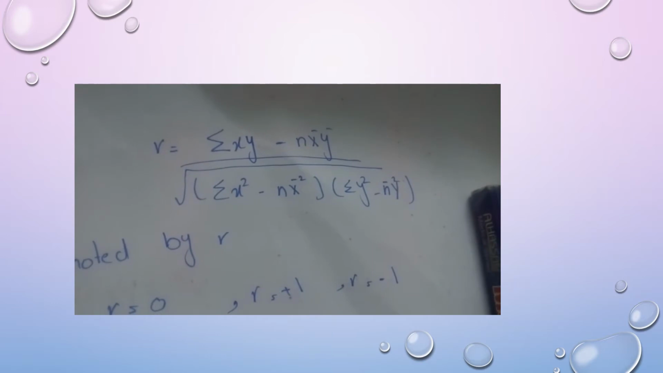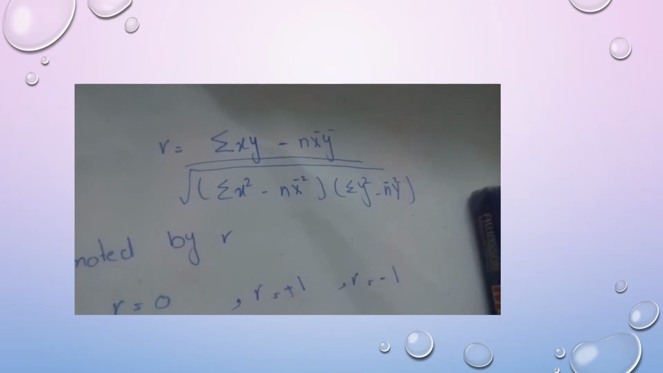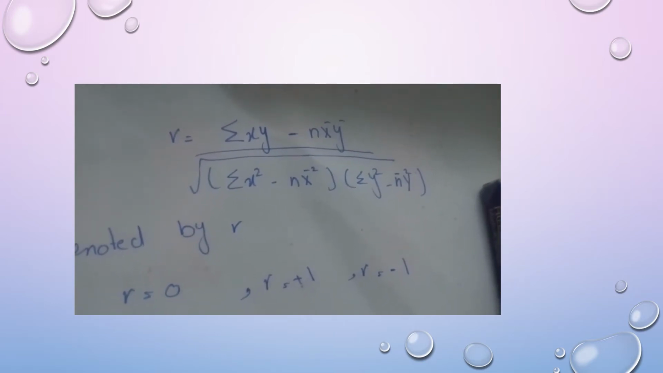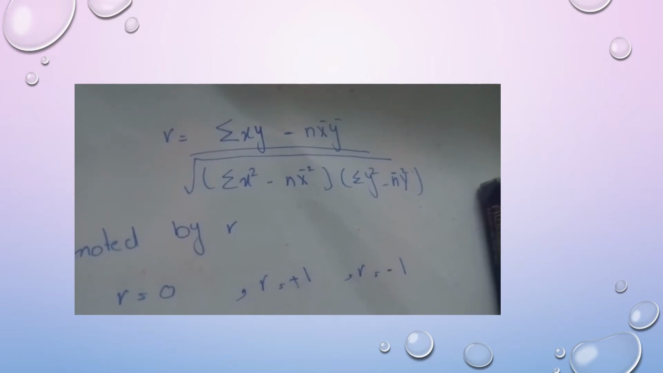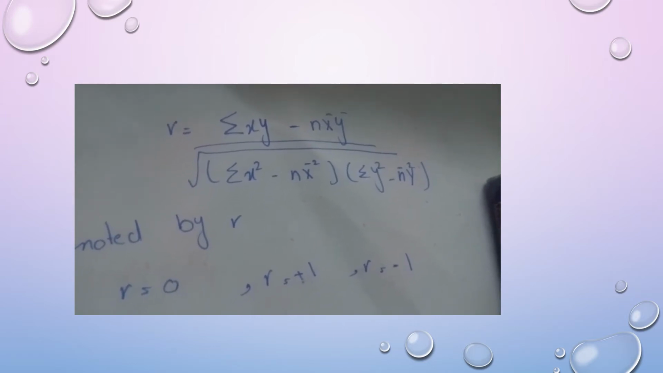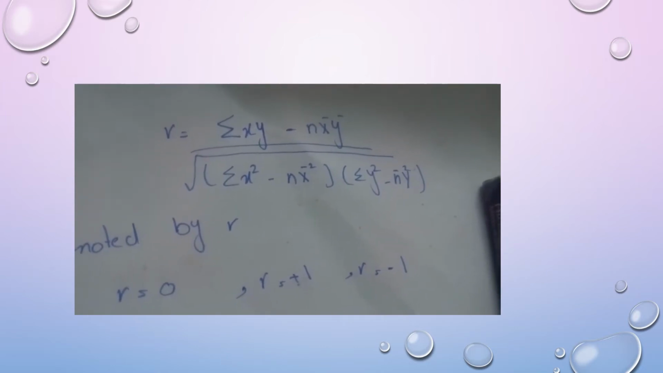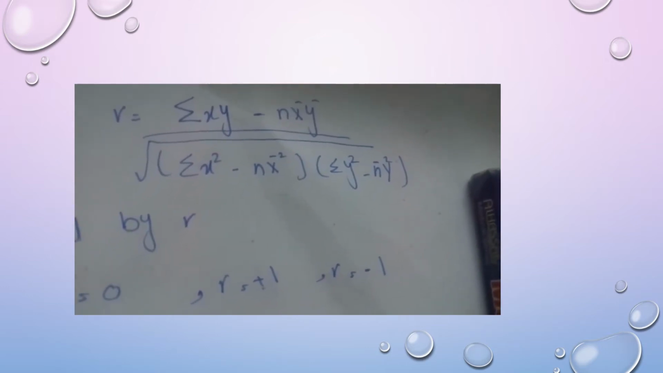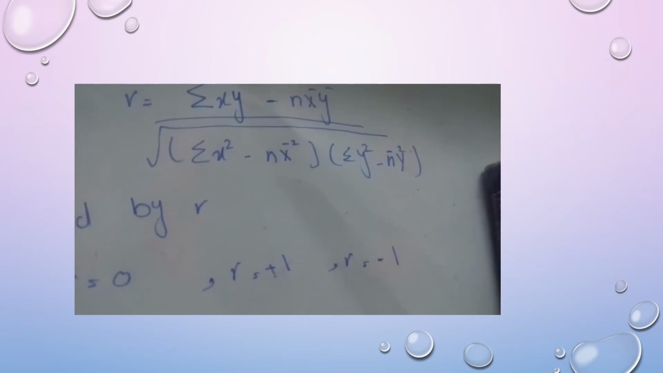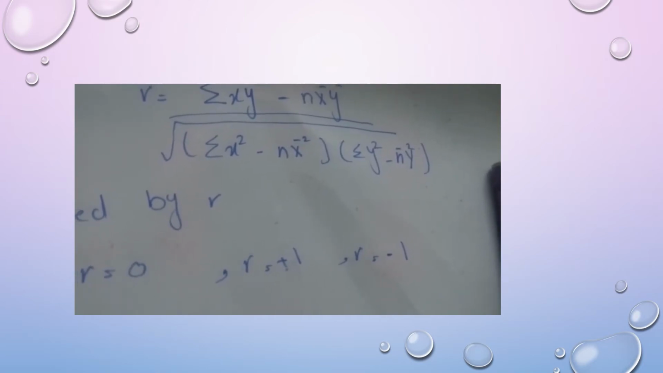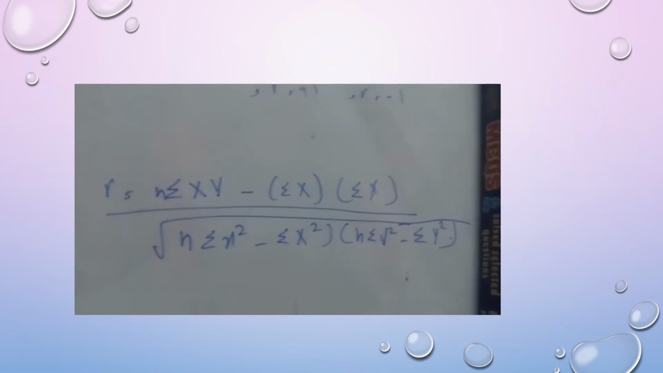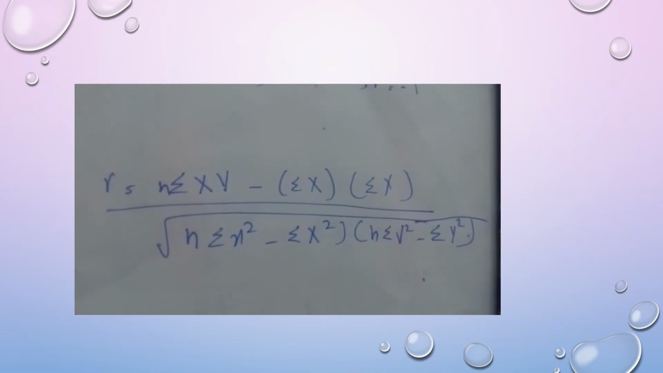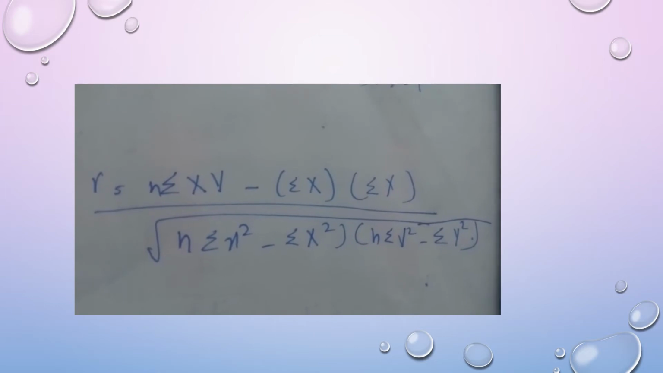In this formula, summation xy minus n, where n is the total number, times x mean, y mean, divided by root of summation x square minus n x mean square, and here summation y square minus n y mean square. Here is another formula of correlation coefficient, in which n is the total.